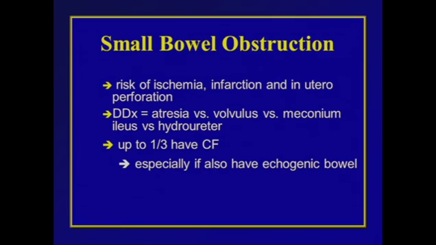When there is a small bowel obstruction, there's a risk of ischemia, infarction, and in utero perforation. The reason for this obstruction could be an atresia or a volvulus or meconium ileus, but any one of them can have the risks of these complications. A hydroureter should be identified by its presence posteriorly in the fetal abdomen near the spine. About a third of patients with small bowel obstructions will ultimately be diagnosed with cystic fibrosis, and this diagnosis should be especially considered if echogenic bowel was seen in the second trimester.